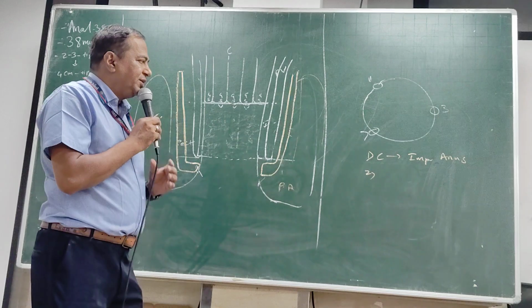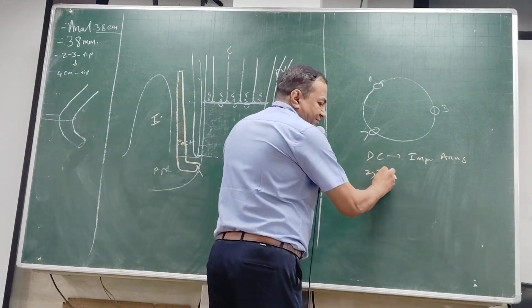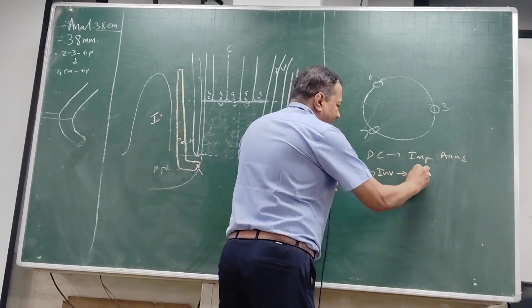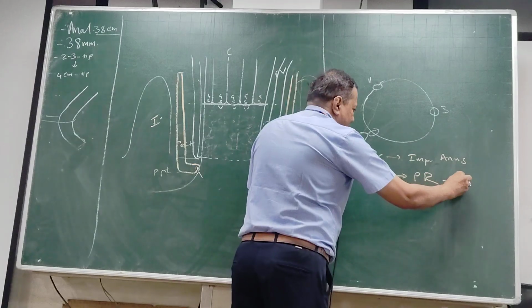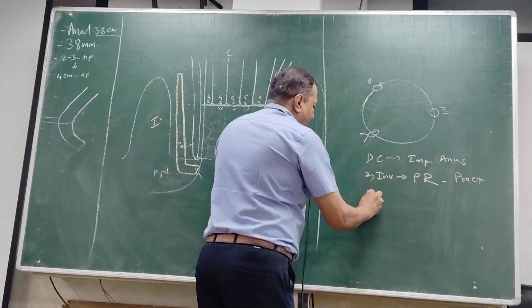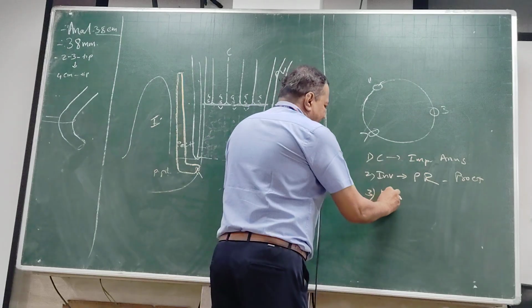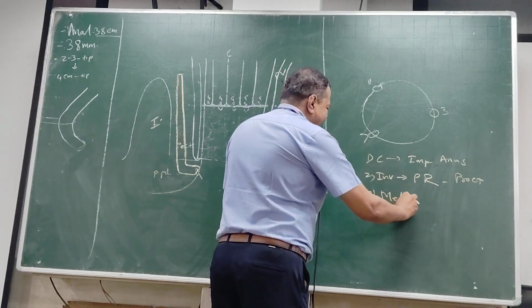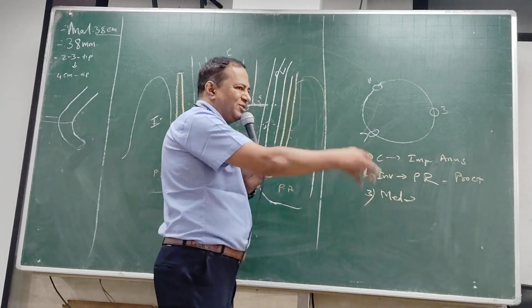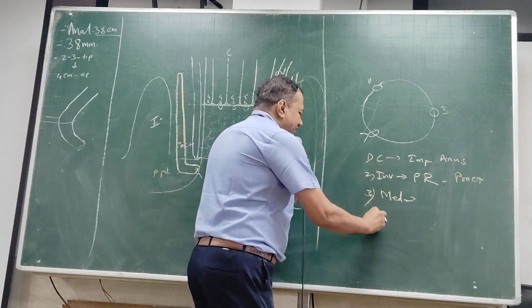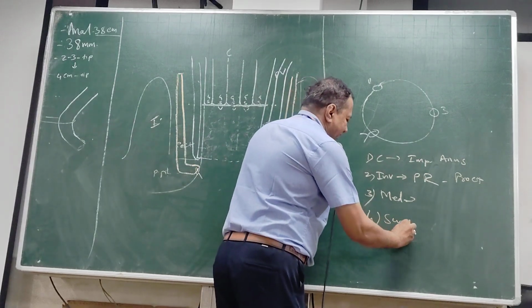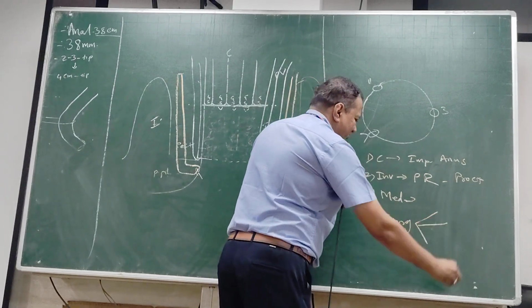Okay. Then two investigations: per rectal examination and proctoscopy remain the same. Okay. Three medical problems, and here among the medical problems, proctitis also may happen. Surgical problems are three: one, two, three.